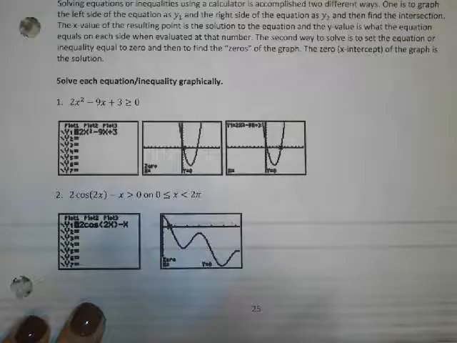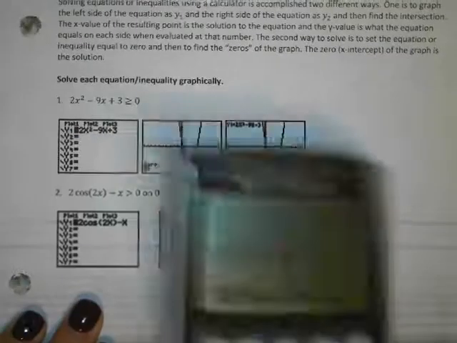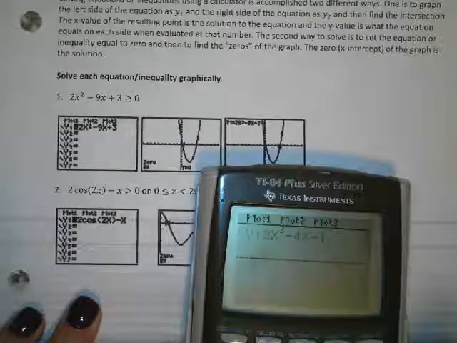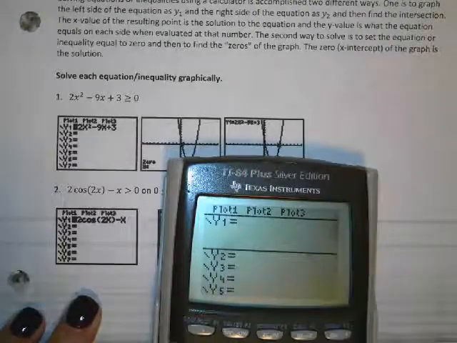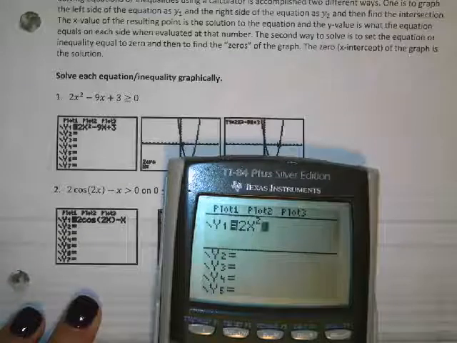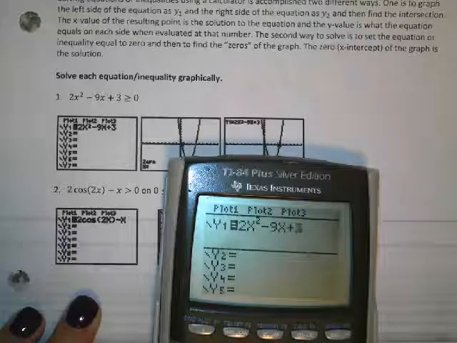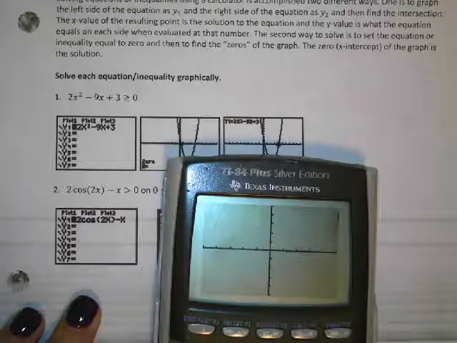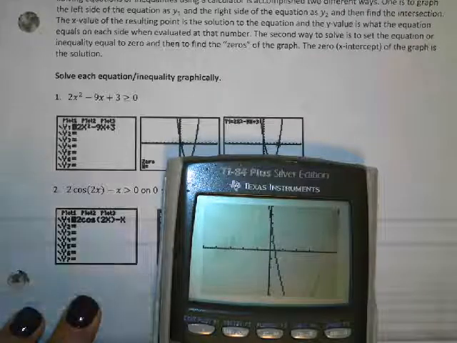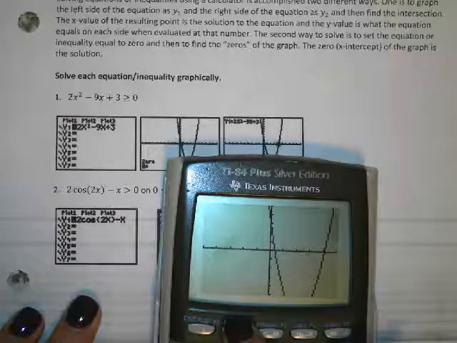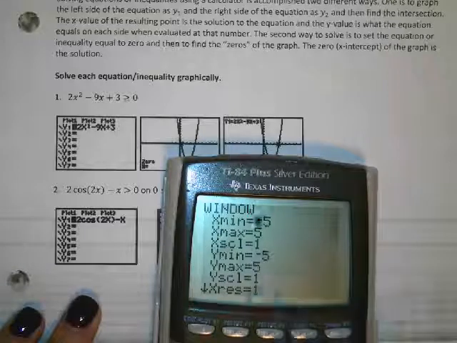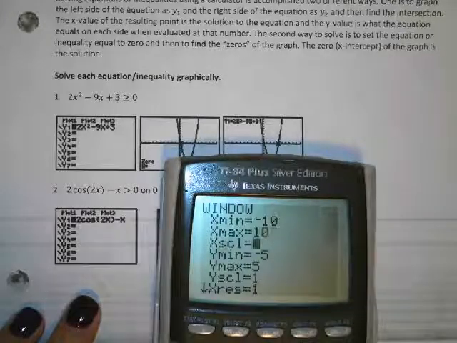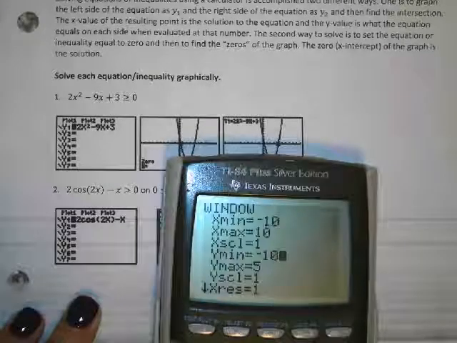Okay, so first we're going to look at how to solve the inequality written up here, 2x squared minus 9x plus 3. I had changed my window, so this is going to look different. I'll go ahead and change it back. If you don't want to change it back, you could go ahead and reset your calculator, clear the memory, and then it will go back to the default settings.